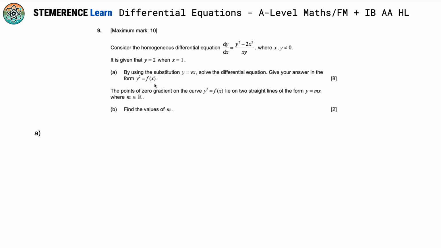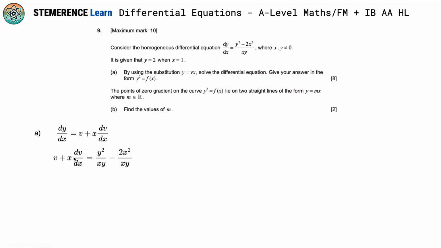So the first step with such questions is we're going to differentiate both sides of this equation over here. So we get dy over dx is equal to, so we use the product rule, so we do v times the derivative of x, which is just 1, so we get v over here, plus x times the derivative of v, which is just dv over dx. It's just implicit differentiation. And now we can substitute this expression into dy over dx over here.